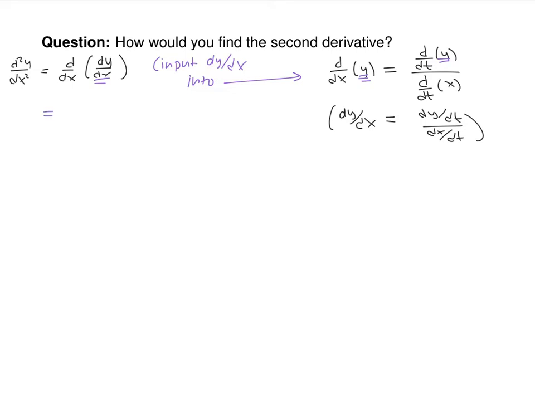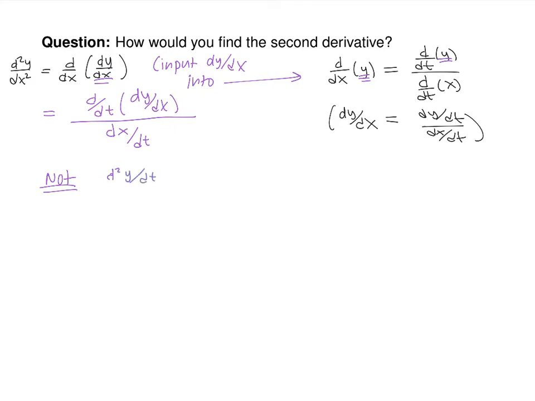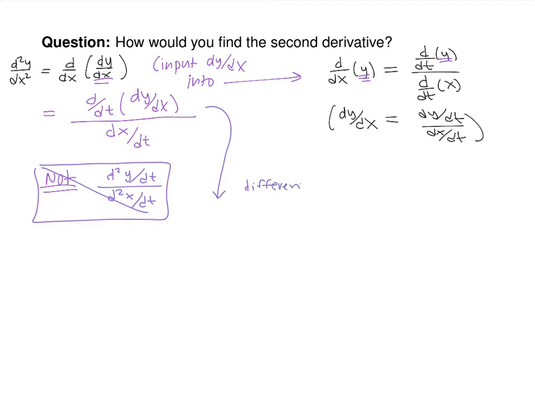And that's going to give you d over dt of dy dx over dx dt. So the thing to note is that it's not d squared y dt over d squared x dt. That's a really common mistake. Don't say that it's that. So what this formula is saying is differentiate the first derivative and divide by dx dt again.